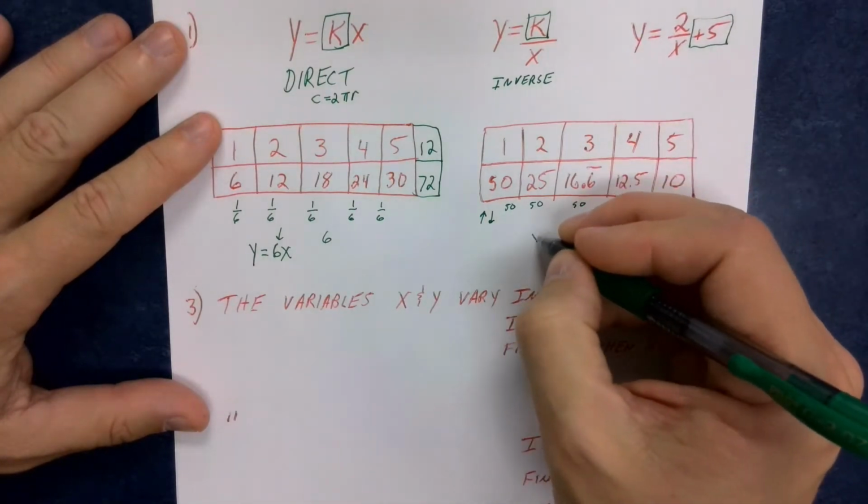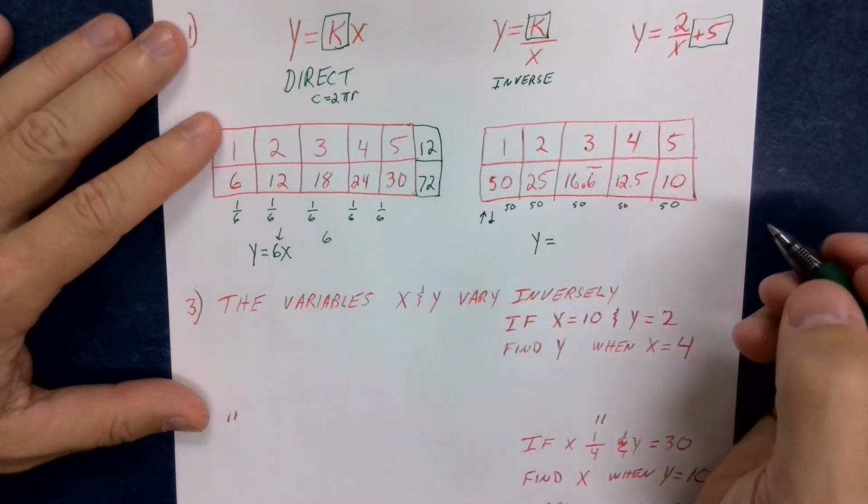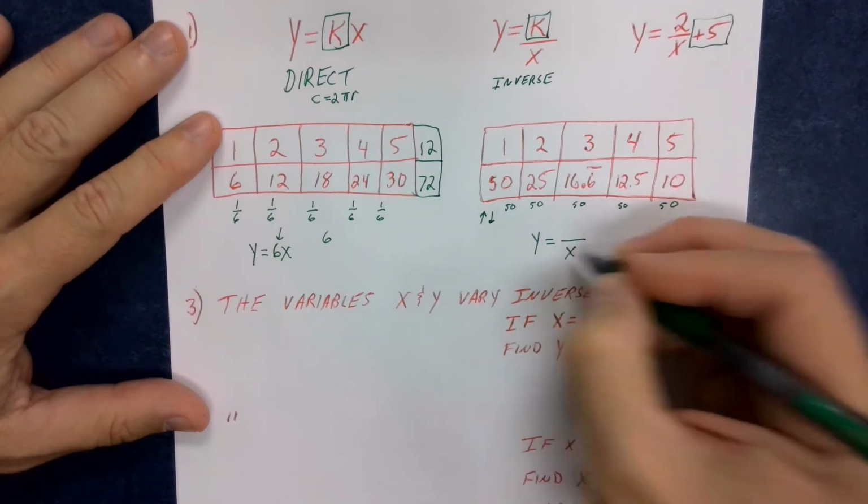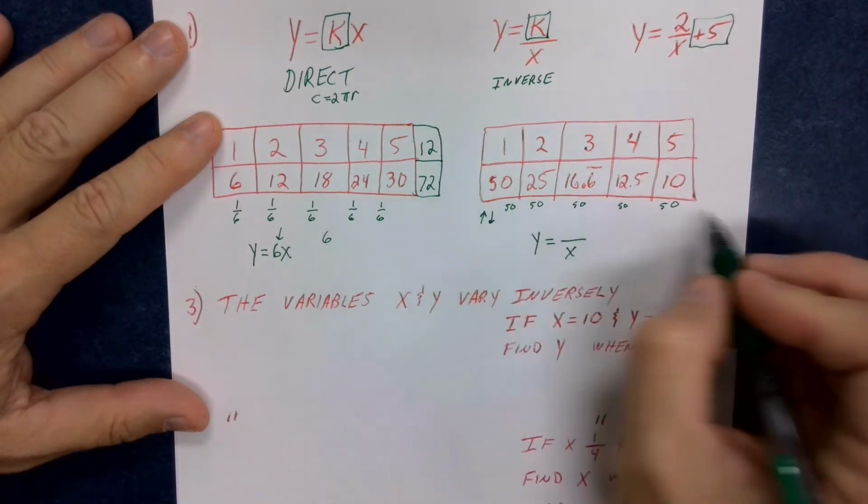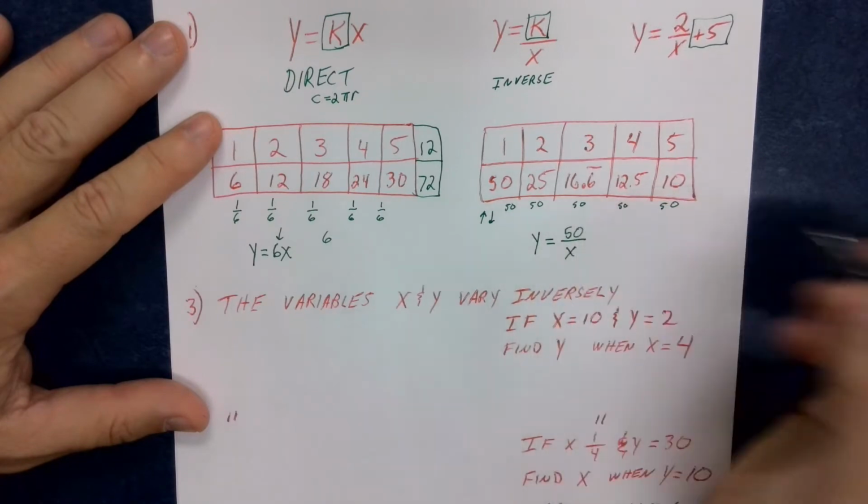And it just so happens to be that it's going to be y equals something over x. Remember, x is on the bottom. Whatever this product is happens to be our numerator.